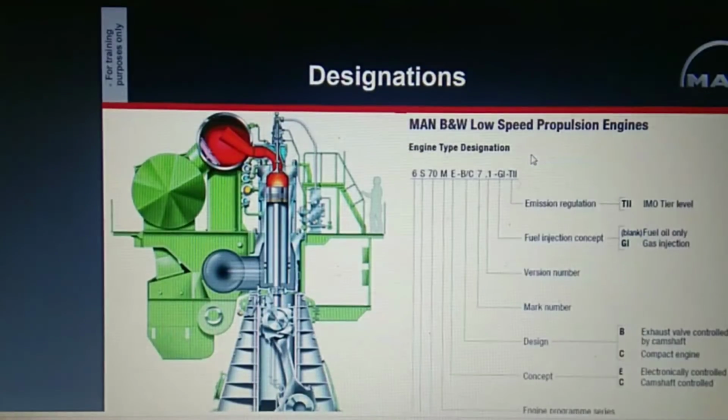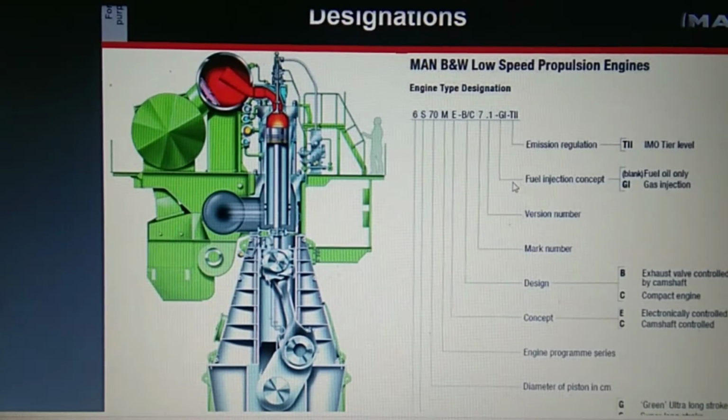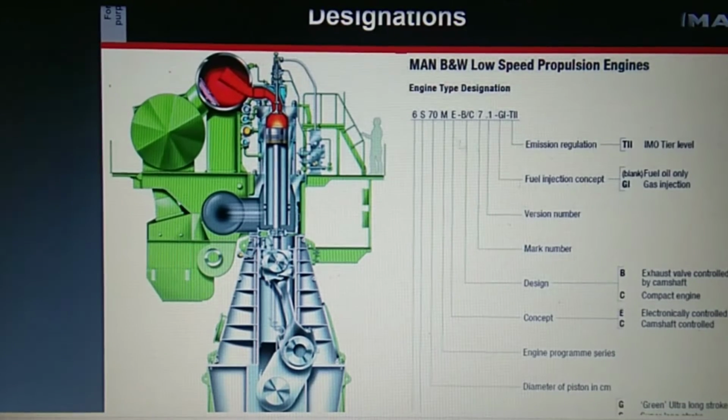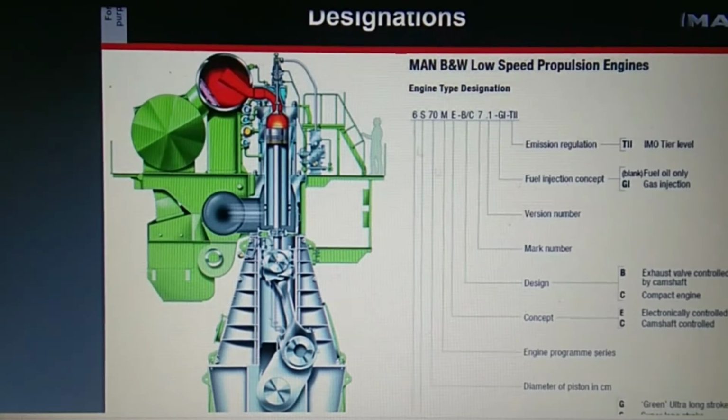All we will go for designations or nomenclature, we can say. So this is just like if it is a 6S70 MEB/C7.1 GIT2. So what is this? All this nomenclature, what can it predict?